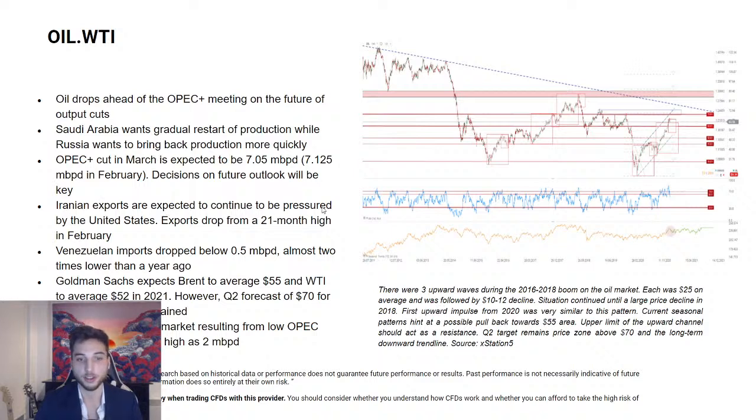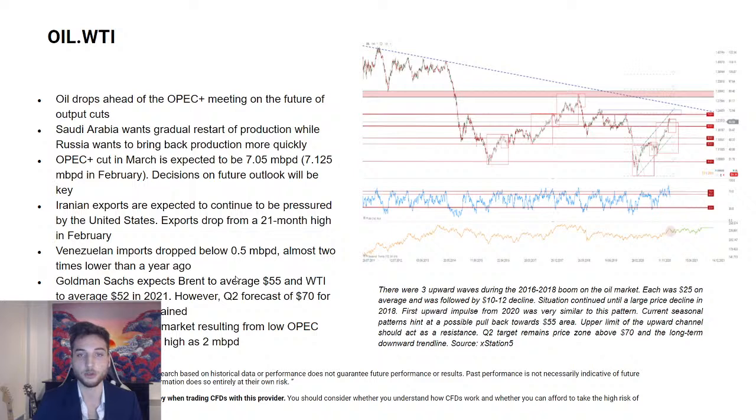Iranian exports are expected to continue to be pressured by the United States, which is surprising considering Biden was supposed to go back into the Iran deal, which, as we talked about in the previous video, was supposed to bring back production of oil, potentially dropping prices. But in fact, it seems like there's still hostilities between the two countries. Exports dropped from a 21-month high in February.